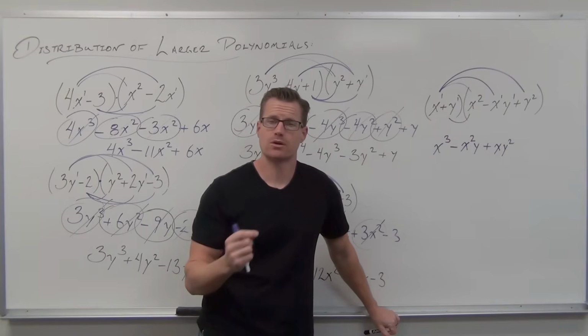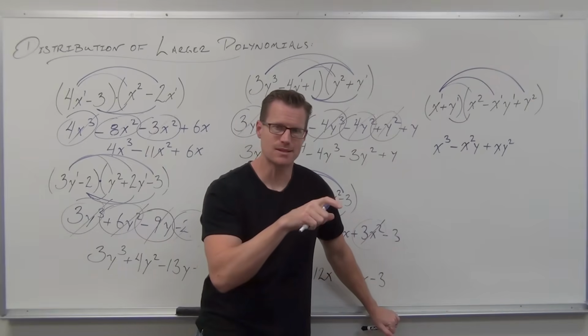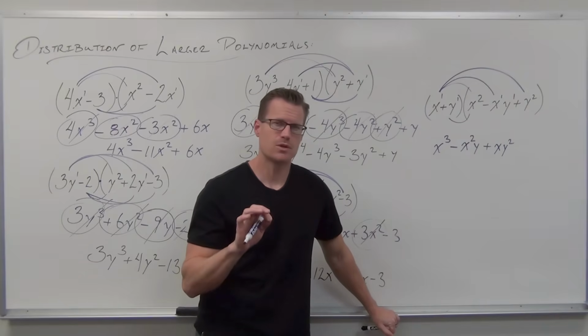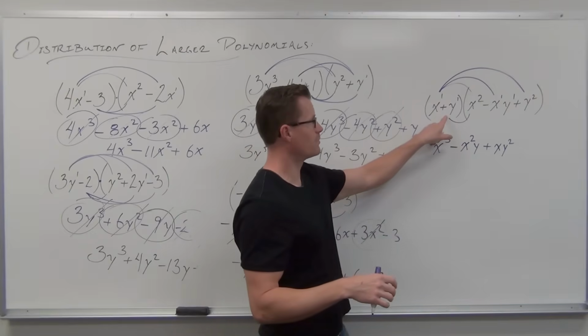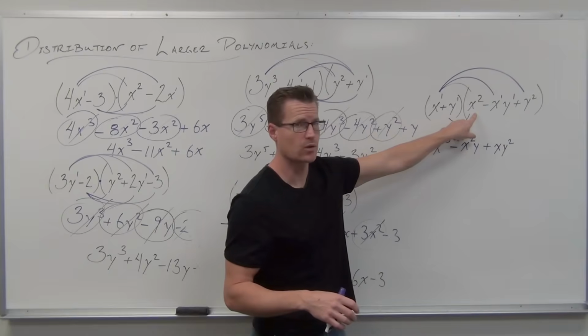Typically, when we write our terms, we like alphabetical order. We like x's first, then y's, then z's. Does it matter? Not really, but it is going to help you to identify like terms. So even though I've multiplied y to the x squared, I'm going to write this as x squared y.